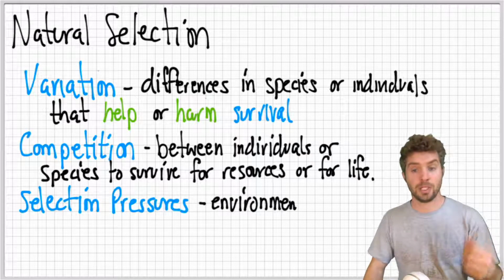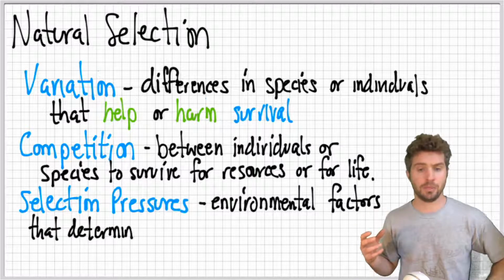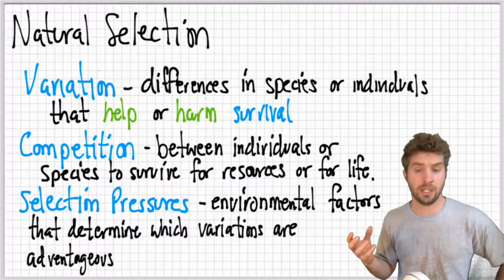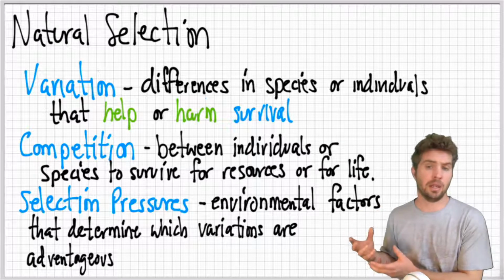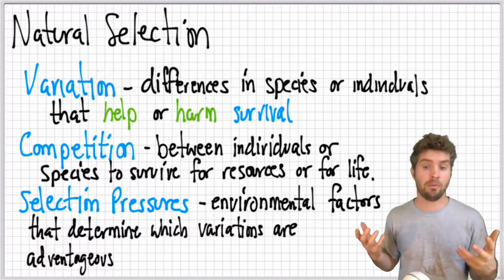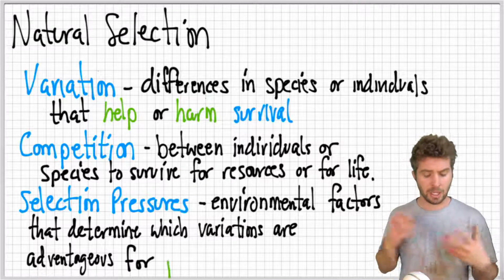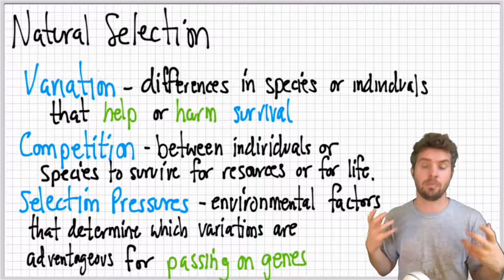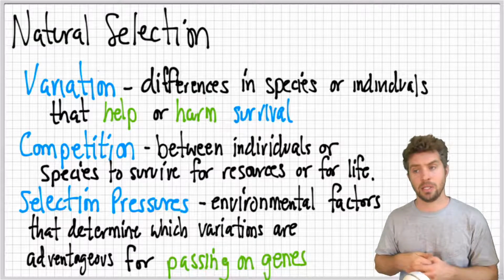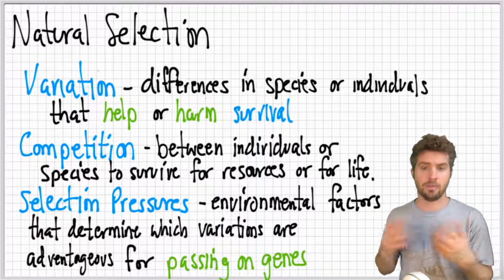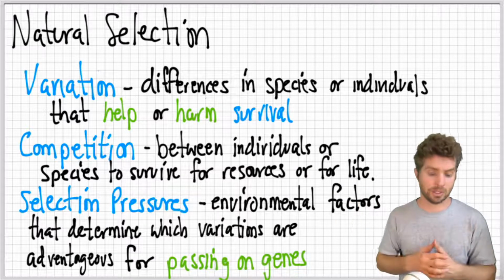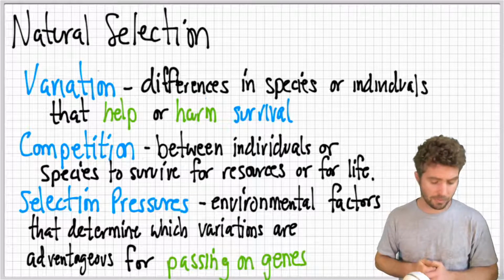Selection, when we talk about selection, we're really talking about selection pressures. Selection pressures are these environmental factors that determine which variations are advantageous. So in one environment, an organism may have a certain variation that is helpful, while that same variation in a different environment would not be helpful, would be harmful. Again, what we're aiming for is passing on our genes. Evolutionarily speaking, success is measured by being able to pass on your genes, so being able to procreate and have children, the next generation, because then that ensures the survival of your species. That's sort of the goal, as you might say.